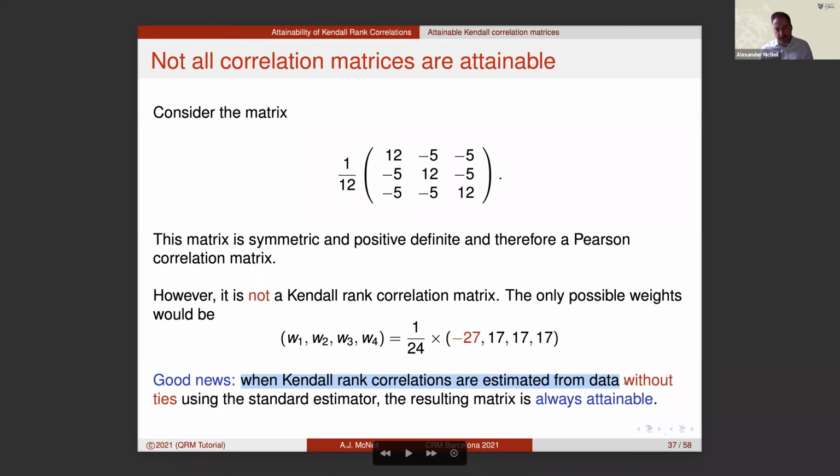But if there are no ties, then the standard estimator always gives a matrix which is attainable, meaning there is a distribution that will have precisely that Kendall rank correlation matrix. So that's good news, in the nice case where you have data from a continuous distribution and therefore, with probability 1, no tied data.